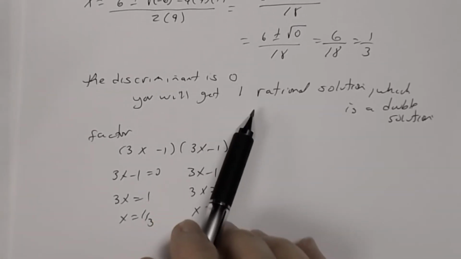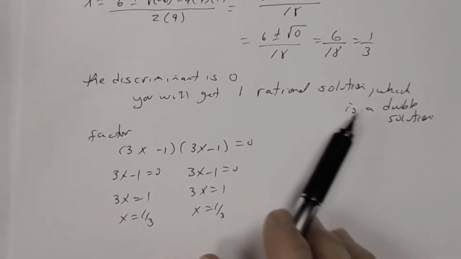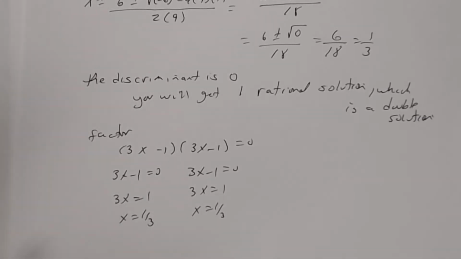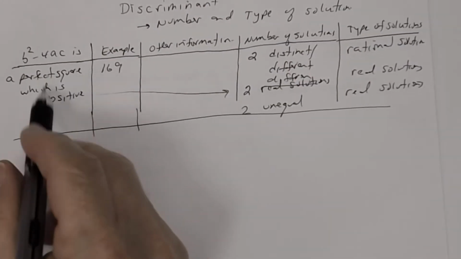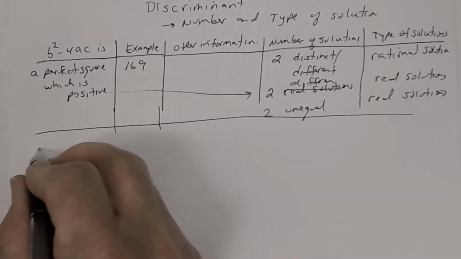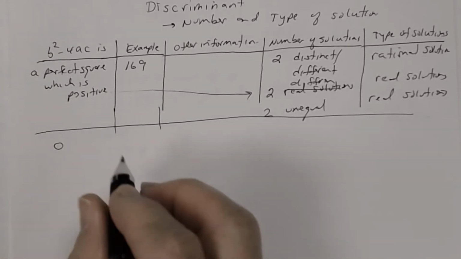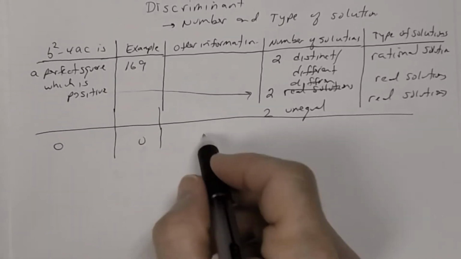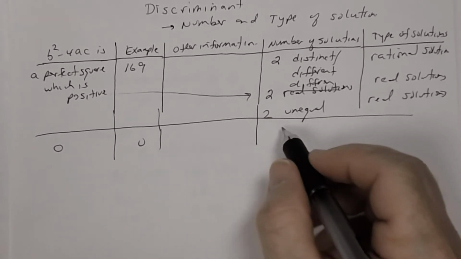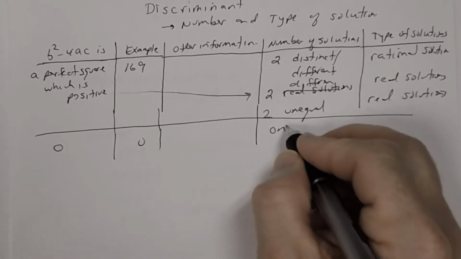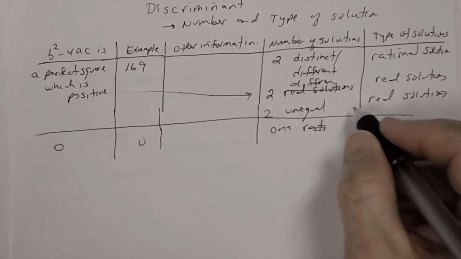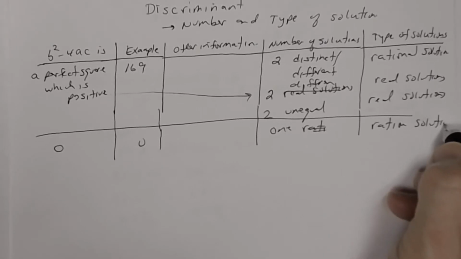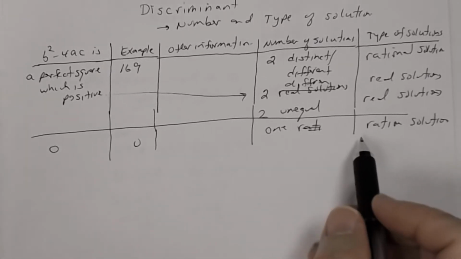All right, so if the discriminant is 0, you're going to get one rational solution. Another phrase you can hear is that it's also a double solution. It occurred twice. Okay? All right, so let's fill this part out now. So if the discriminant is 0, okay, example will be 0. So I'm going to leave this part out for right now. I'm going to come back to it. You're going to end up with one rational solution.